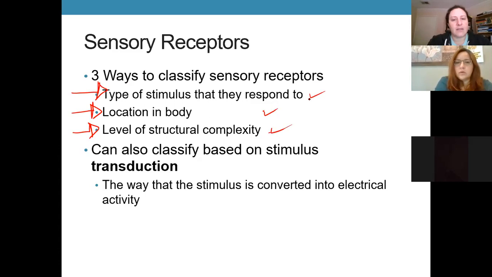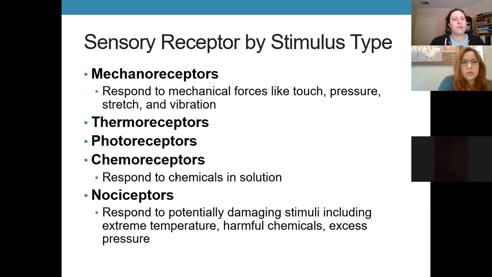Technically, we can also classify them based on the stimulus transduction, which is the way that they convert the stimulus into electrical activity, but we're not going to worry about that too much. So stimulus type is literally just the thing that can stimulate that particular type of receptor. And we break it up into these categories.